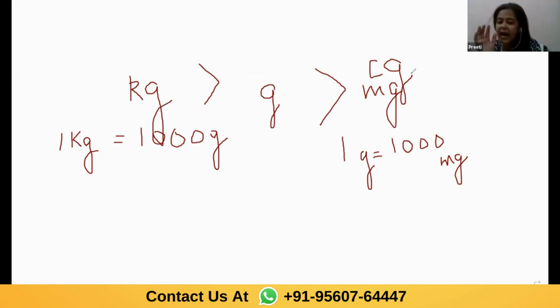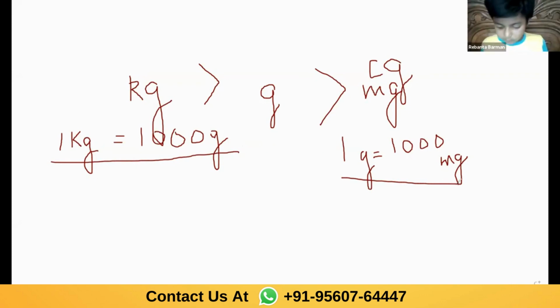Centigrams are not part of your course. It is milligram. So just understand that 1 kg is equal to 1000 grams and 1 gram is equal to 1000 milligrams. That is it.